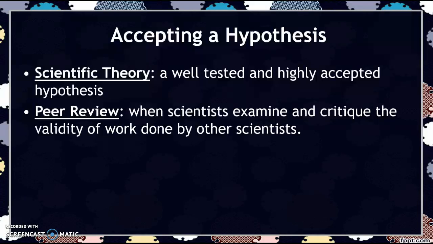The only way things can become scientific theory is after it's gone through vigorous peer review. And peer review is when scientists examine and critique the validity of work done by other scientists. Generally, in the science field, if something hasn't been peer reviewed, it's not considered sound science.